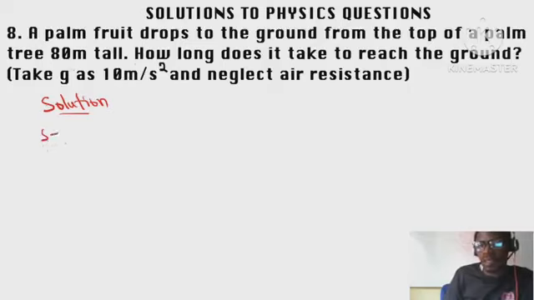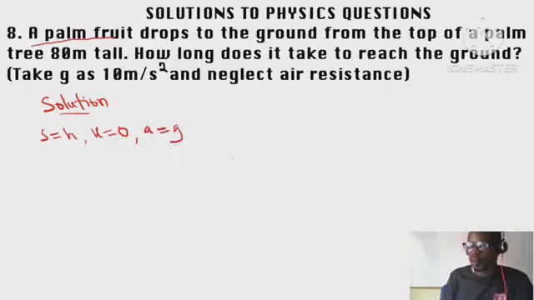That means distance is equal to height because we are going to be using this. And also from here, because it dropped from the height, the initial velocity is equal to 0. Because the palm fruit drops, that means it is at rest before it drops. And then acceleration here is going to be taken as g, which is acceleration due to gravity, because this is a vertical motion. Then from here, how long, that's time. We are asked to calculate the time.